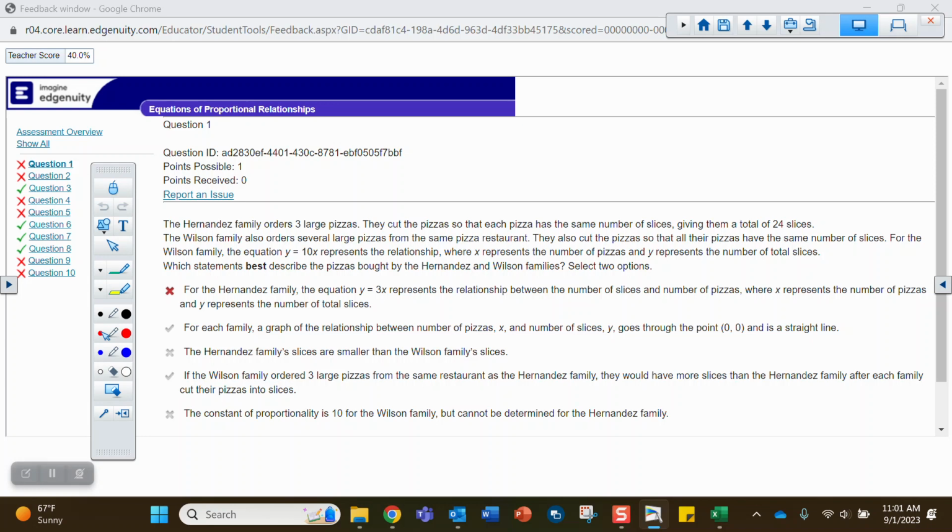The Wilson family also orders several large pizzas from the same restaurant. They cut the pieces so that all their pizzas have the same number of slices. For their family, the equation y equals 10x represents the relationship where x represents the number of pizzas and y represents the number of total slices. Then it's asking which statements best describe the pizzas bought by the Hernandez and Wilson families. Select 2 options.